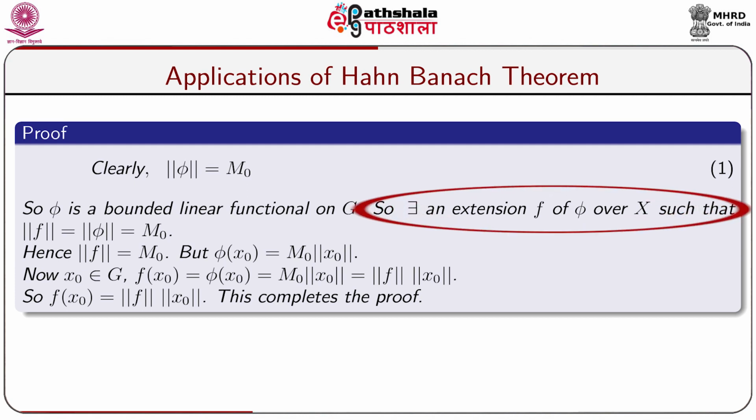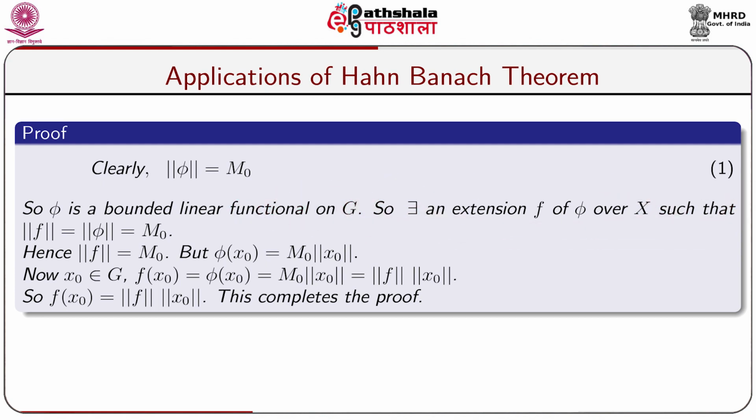So, there exists an extension small f of capital phi over X such that norm of small f is equal to norm of phi is equal to m naught. Hence, norm of f is equal to m naught and norm of phi is equal to m naught, but phi of x naught is equal to m naught into norm of x naught. Now, x naught belongs to G and f of x naught is equal to phi of x naught. This follows as small f is the extension of phi.